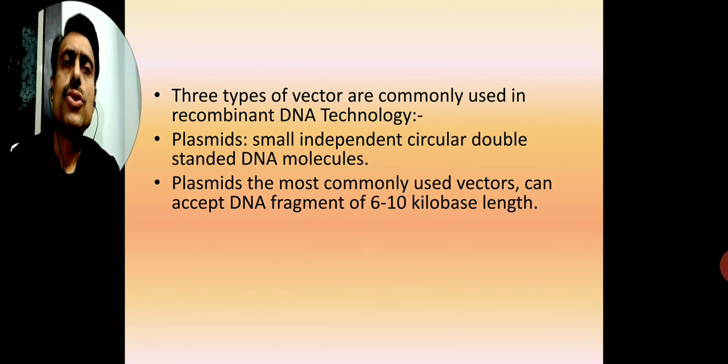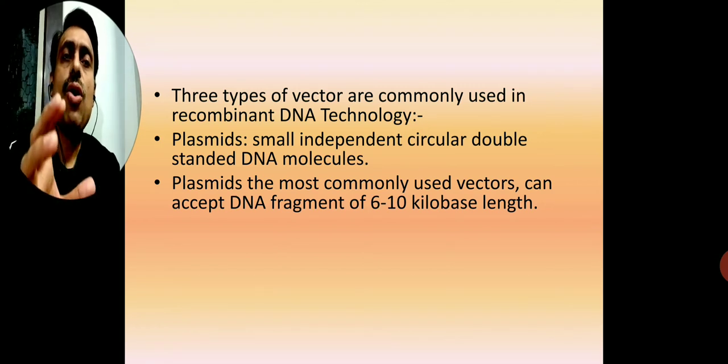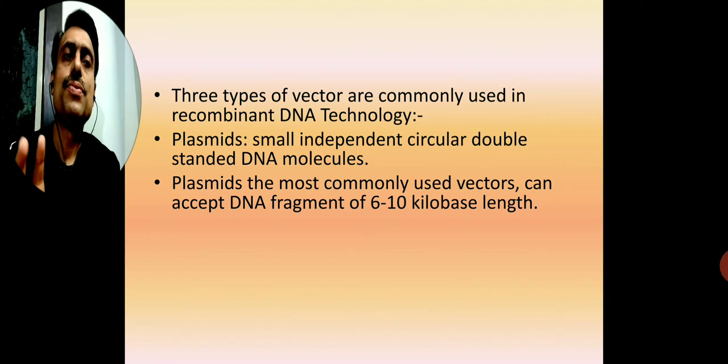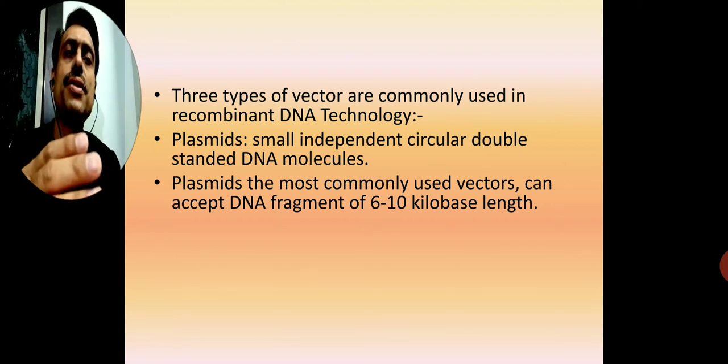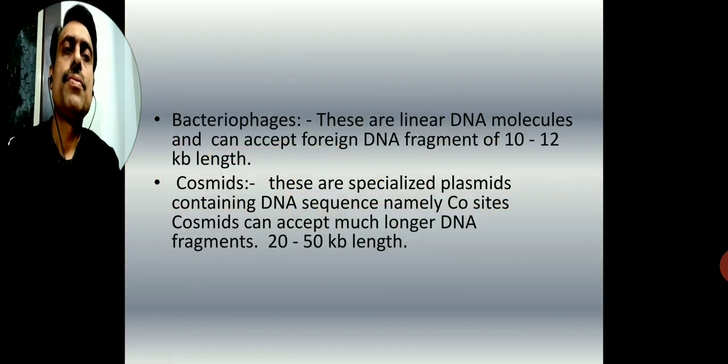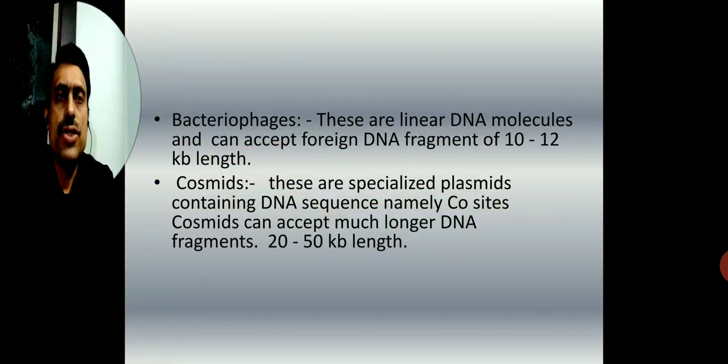They are the most commonly used vectors. So an MCQ can be there. Plasmids are the most commonly used vectors. They are small, independent, circular, double-stranded DNA molecules, and they can accept a 6 to 10 kilobase length DNA fragment. Next is bacteriophage.